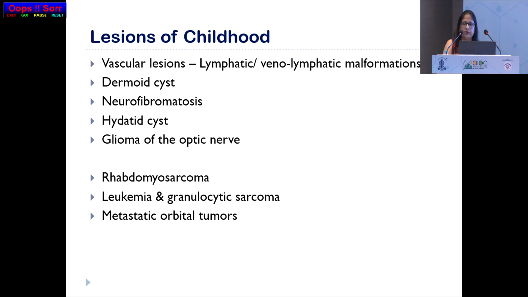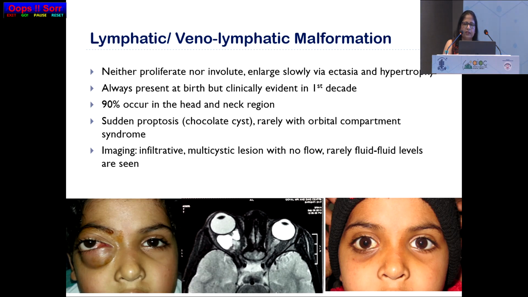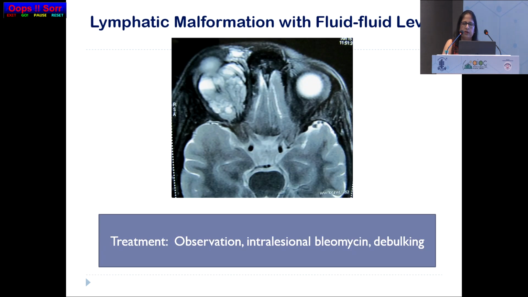Then coming to some lesions in the childhood, again we all know it's the veno-lymphatic malformation, and amongst the malignant it is the rhabdomyosarcoma. And the standard of care now has shifted from surgical debulking to intralesional sclerotherapy, and we prefer giving bleomycin. And you can see these multiple sessions of bleomycin injection in this particular child. And sometimes we see fluid levels, which are almost diagnostic when they are present along with the cystic lesion in the orbit. And you can see macro as well as microcyst in this particular imaging.